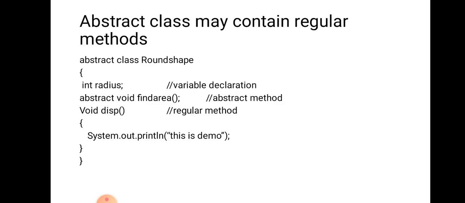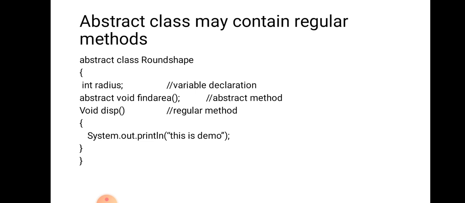Let us see another example where an abstract class may contain a regular method. In the last example we have seen that there was one abstract class and one abstract method. But remember, an abstract class contains abstract methods as well as concrete methods. Concrete methods means regular methods, which do not have the keyword abstract attached. So let us see this example.